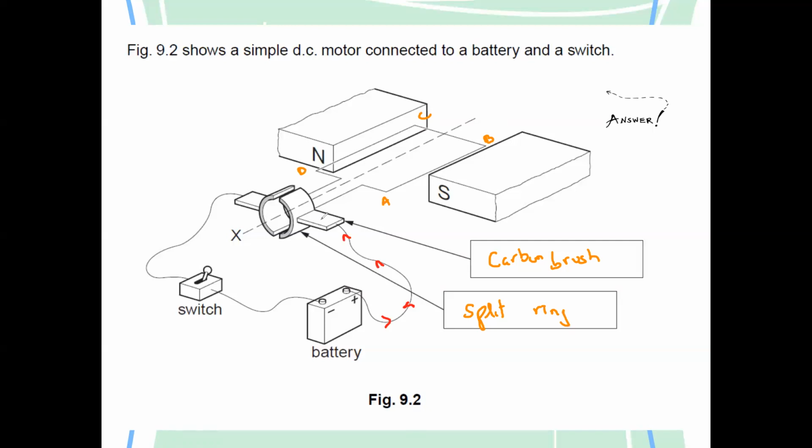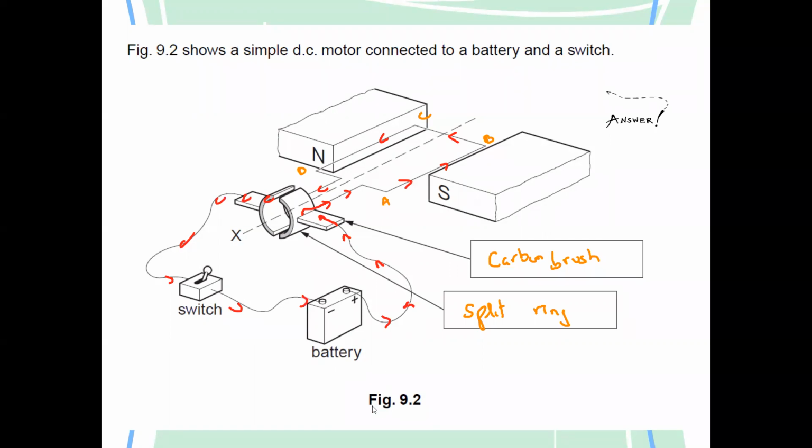What is the purpose of the carbon brushes? Carbon brushes are like a contact made up of graphite. It is a conductor, allow the current to pass through. So current will pass through the carbon brush, then it will pass through one of the split rings, and then it passes from A to B, then from B to C, and then from C to D, and then it returned back from the other side.